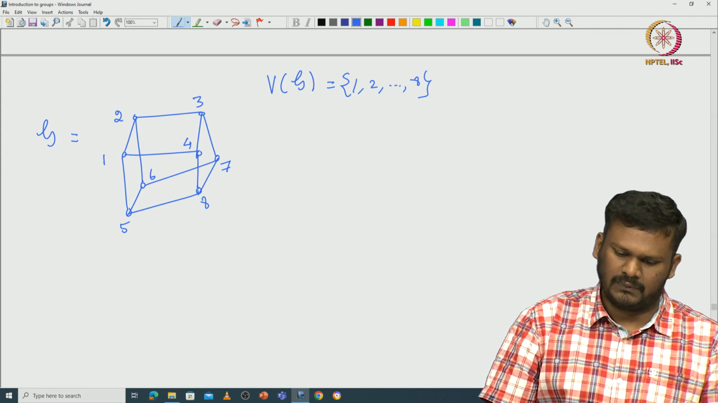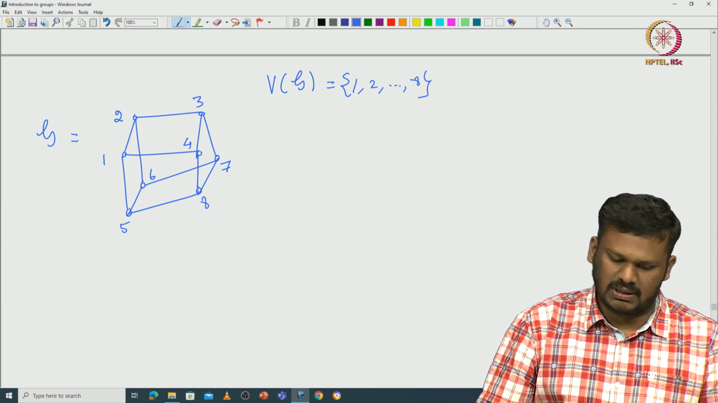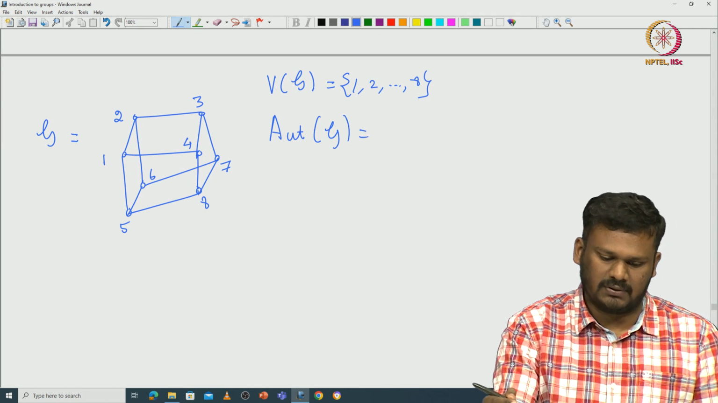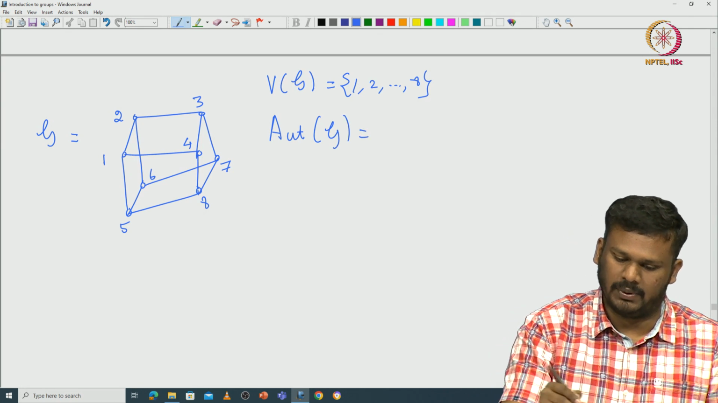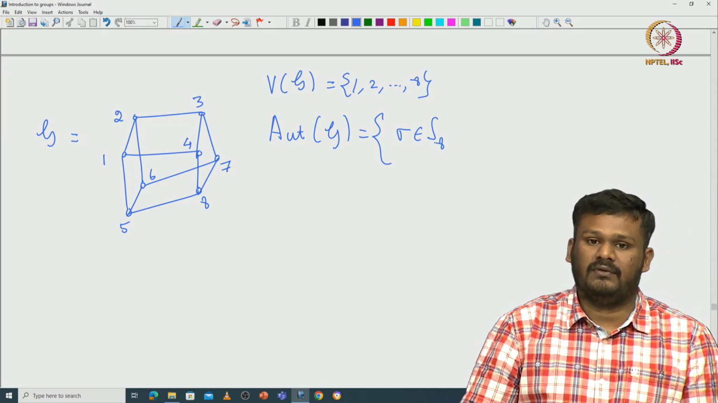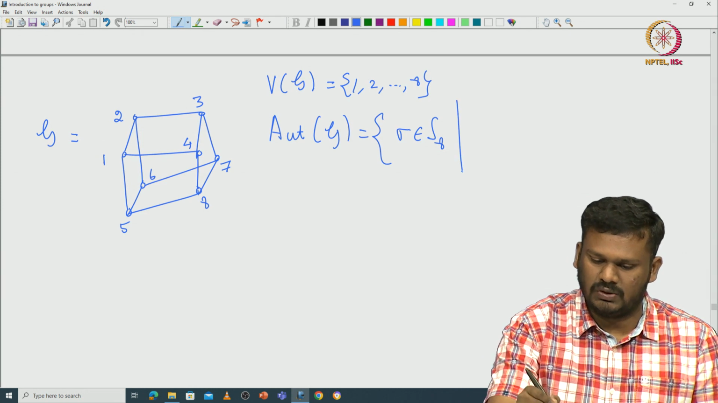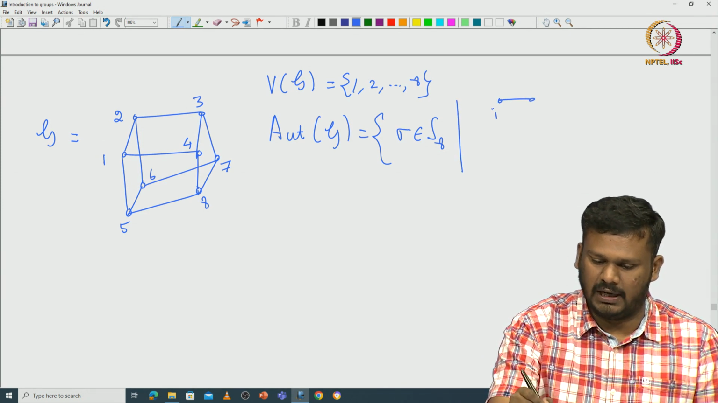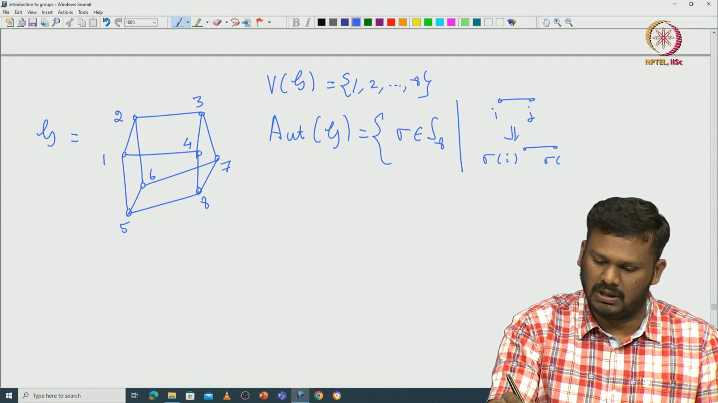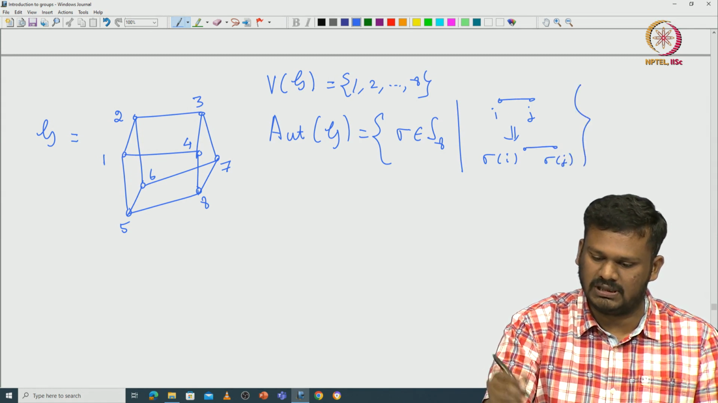the edges that are joining. So, now recall what the automorphism of this graph is. The automorphism of this graph is just a permutation of these vertices satisfying some property. Those permutations sigma on these vertices such that whenever you have an edge from i to j, then if and only if that should imply there is an edge from sigma i to sigma j. So, this is the condition.